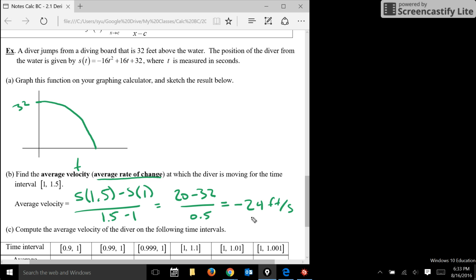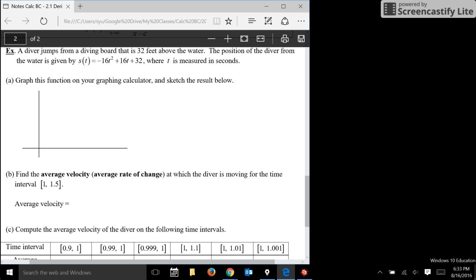Now you might wonder why it's negative. Well, look at the direction that we're going. We're going down. So our velocity would need to reflect that. So it would definitely need to be negative. So I know I did a good job.